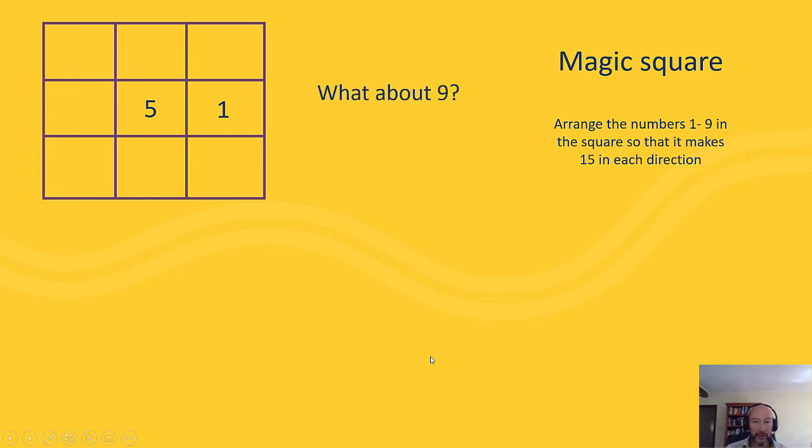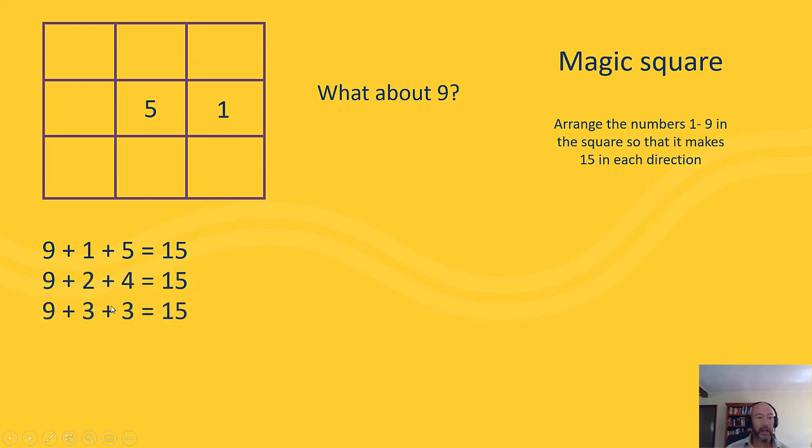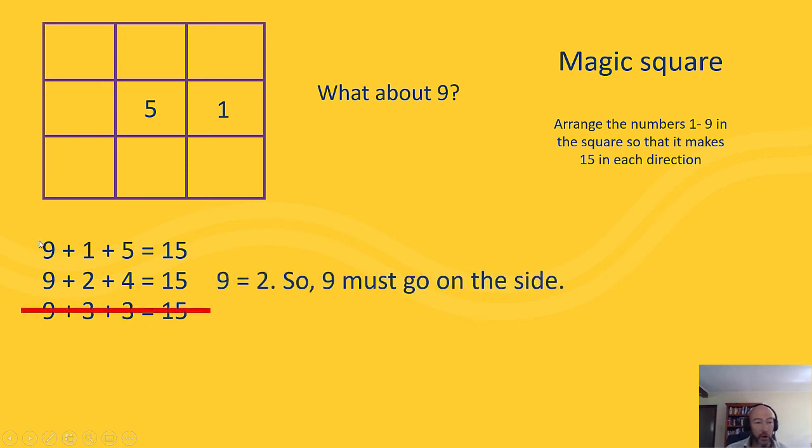Let's have a look at another one. What about a 9? Where's our 9 going to go? Well, 9 plus 1 plus 5 is 15. 9 plus 2 plus 4 is 15. And 9 plus 3 plus 3. Oh, hold on. That's a double. We can't use that. So 9 is only involved in 2 ways to make 15, just like the 1. So 9 has to go on the side as well.